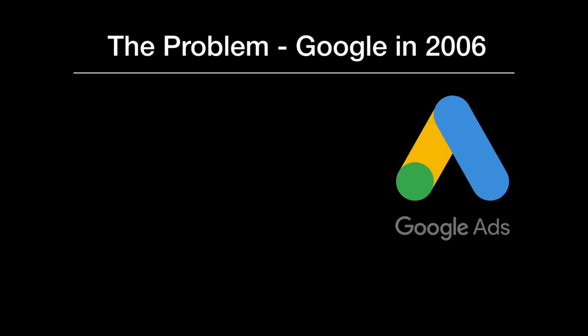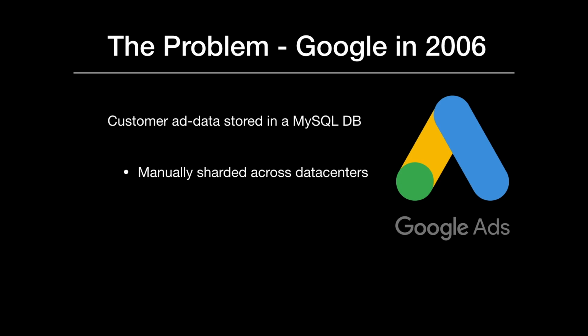But first, let's time travel back to 2006. We are at Google, where they make most of their money selling ads. All of their customer ad data is stored in a MySQL database, which is manually sharded, so sort of split up across data centers around the world, using sort of complicated replication schemes that are done by the application itself, so the ads application itself, rather than some service provided.